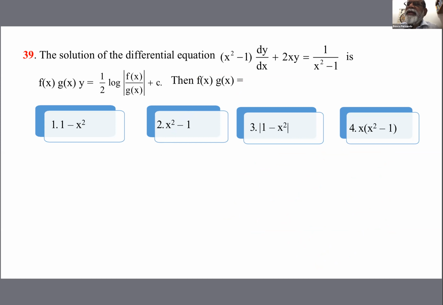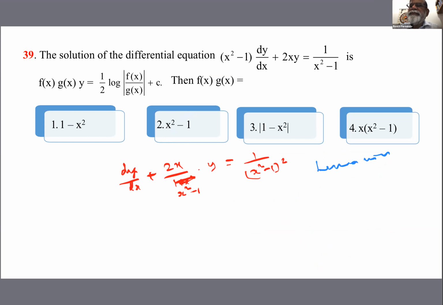Another way of doing this is a tailor-made dy by dx plus 2x by 1 plus x squared, x squared minus 1 into y by 1 by x squared minus 1 whole square. Clearly it is linear in y. Integrating factor is e power integral p dx, e to the power integral 2x by x squared minus 1.